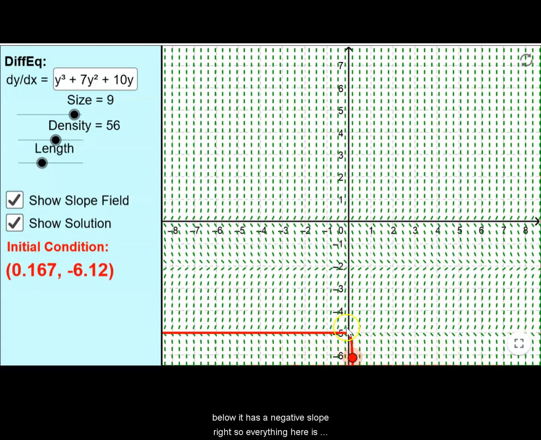So everything here is negative, and here is positive, negative, positive, and that just happens to be here. It doesn't always have to alternate in that fashion. Okay, but that's how these work. That's how the autonomous systems work.